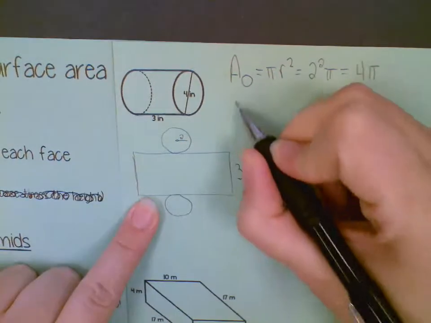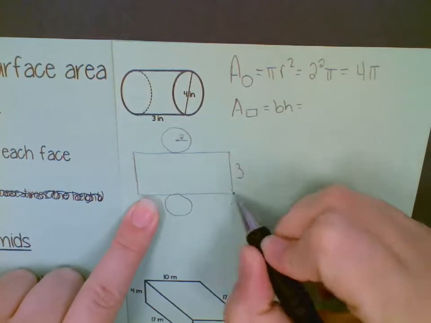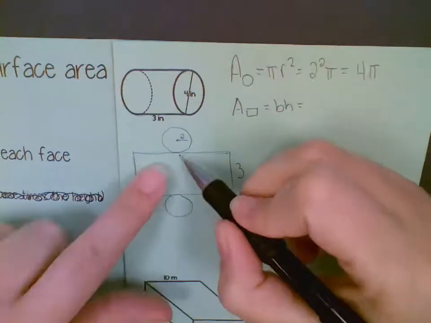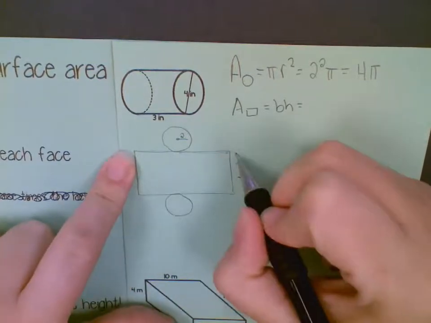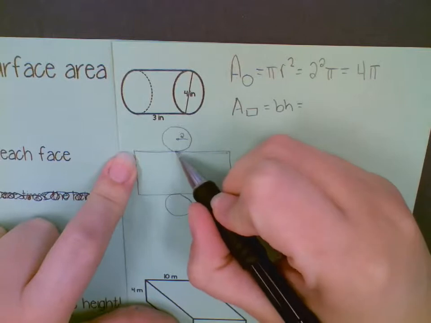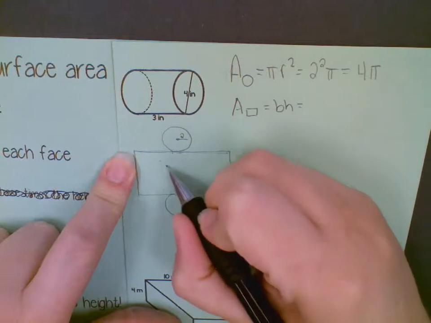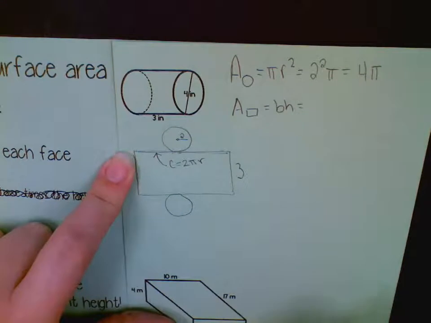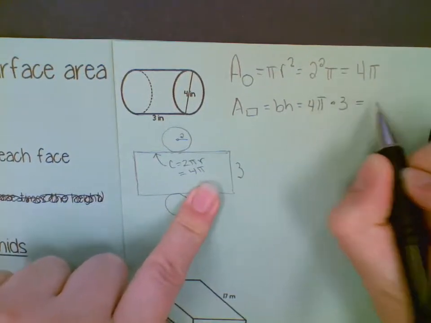The area of the rectangle part would be base times height. We know that the height is 3, but we don't know what the base is. If I wrapped it back up, this base would wrap around that circle. So the base is the same length as the circumference of the circle. The base would be equal to 2 pi r, which would be 4 pi. So the area of the rectangle would be 4 pi times 3, which is 12 pi.